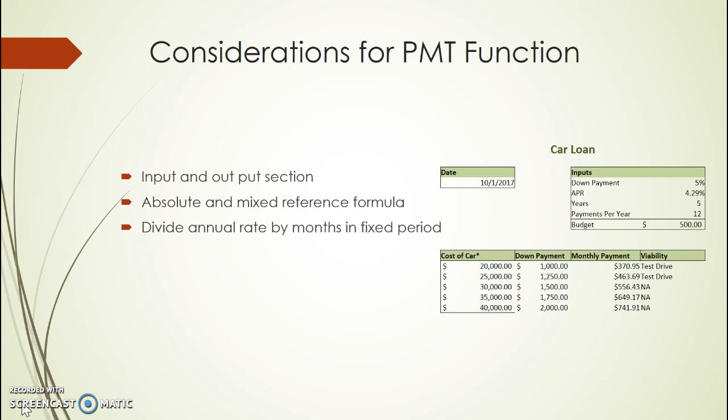In the rate section of the PMT function, it's important to note that you're going to need to divide that rate by the months in the fixed period and have that all be in that one section before the comma in the syntax of the formula.